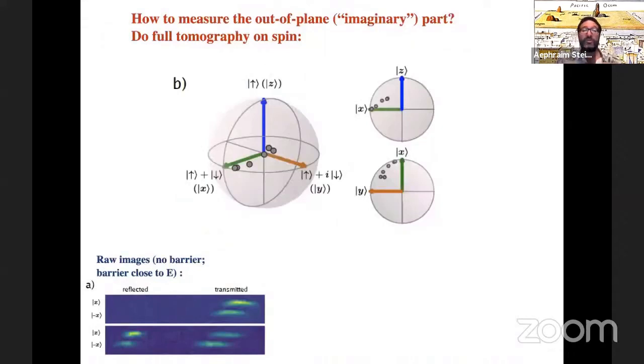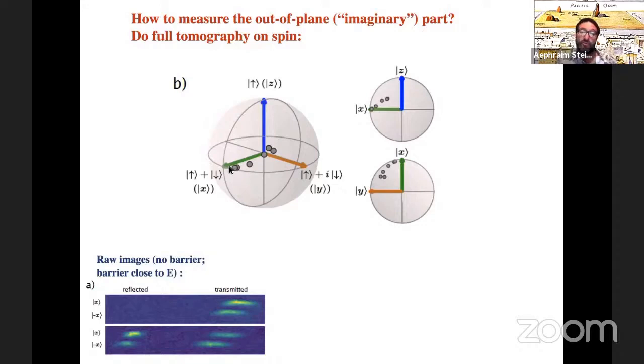So to separate all these things, it's not enough just to measure one angle. We needed to do full tomography on the spin. And Ramon and David figured out how to do that. And here are pictures along the Bloch sphere at very high velocities. We began along the x direction. We spend very little time in the barrier, so the spin ends up almost along the x direction.